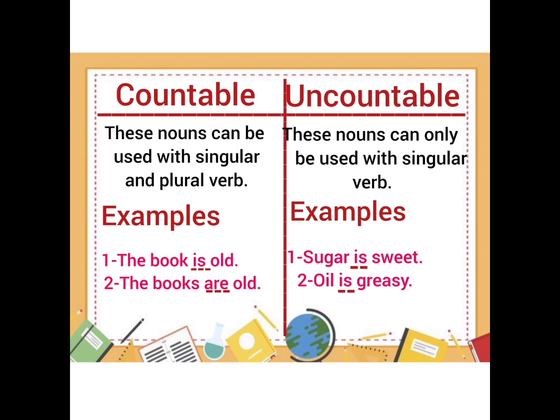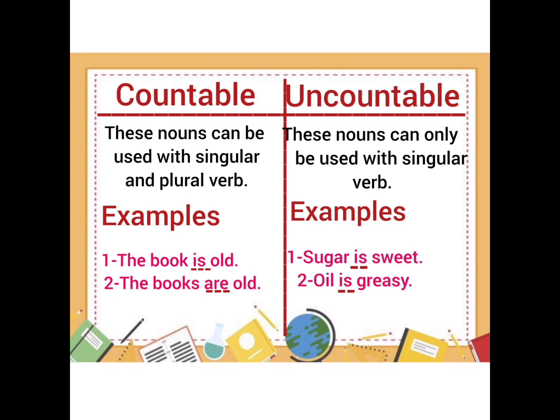While for uncountable nouns, we can only use a singular verb. For example, sugar is sweet, oil is greasy. "Is" is used in both the examples and it is a singular verb.